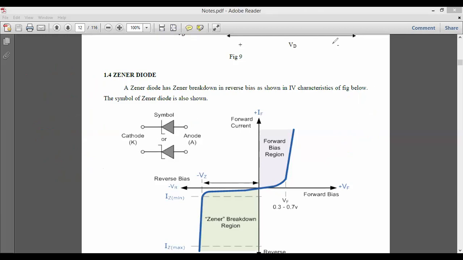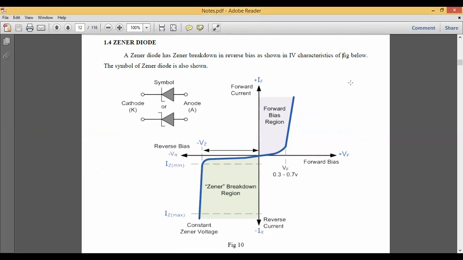If you look at this characteristics curve of the Zener diode, it is plotted with the current versus the voltage, the forward voltage versus the forward current. Say this is quadrant number 1, where you can see the forward voltage varies between 0.3 to 0.7 volt. It is considered for both germanium and silicon.